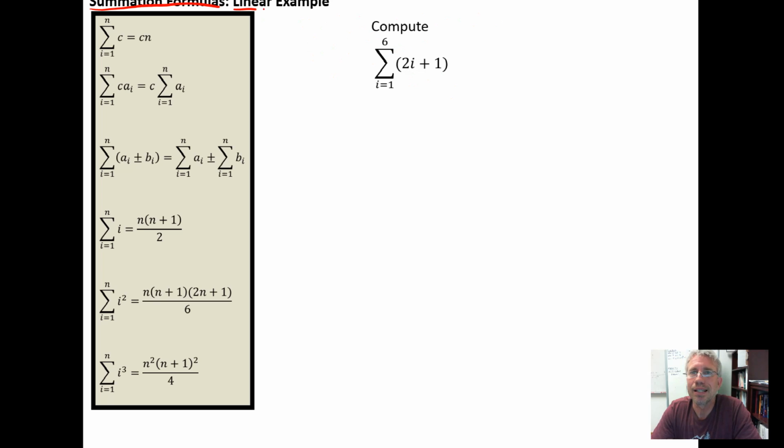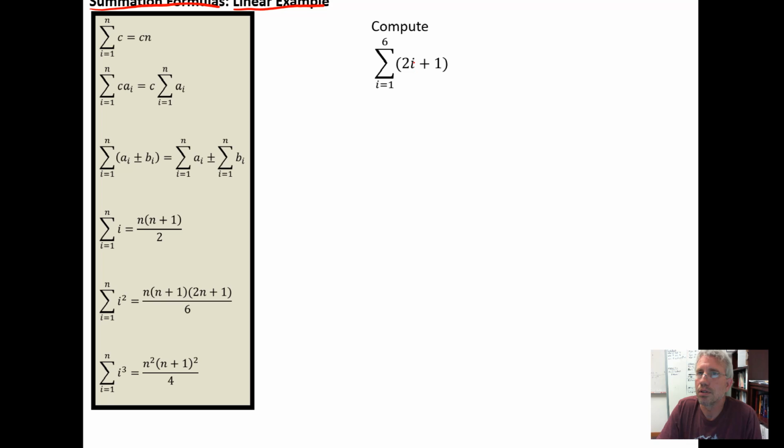I'm calling this a linear example because the indexed variable term on the inside is linear in the sense that the variable i is to the first power. In other words, think about that interior term as being like a 2x plus 1. You'd recognize this as a linear function. So we're going to use our summation formulas to evaluate this rather than explicitly writing out every term in the series.